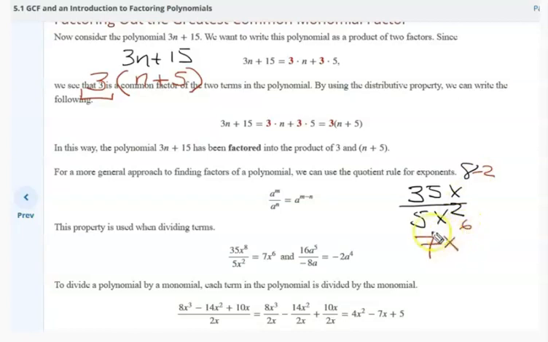Okay. And there that one is. And I believe we are up to date. And down below they gave us this other example.